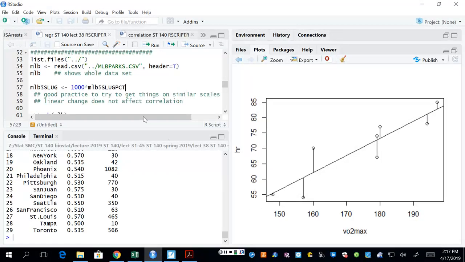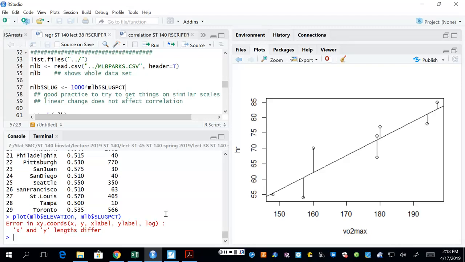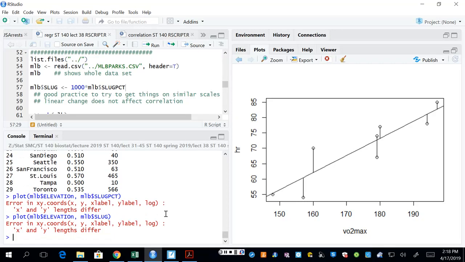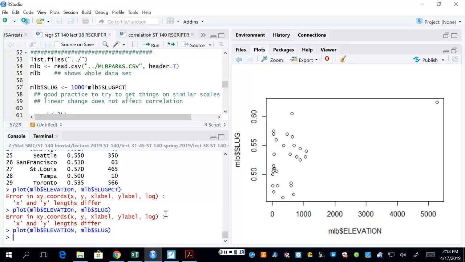There's something, so if you just plot MLB with slugging, no, elevation is the X variable, and MLB with slugging percentage, there. Oops, no, it's just slug. Right. Oops, what is it? Elevation. Capital as an L or no, not an L. Elevation, okay. Right. That's the plot that's in there.